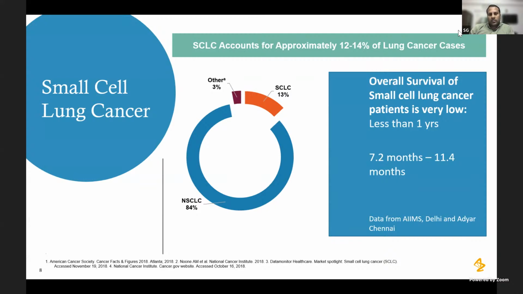So small cell lung carcinoma, as we said, usually constitutes around 12 to 14%. Overall survival is less than 1 year in early stages, and even at early stages, it is usually around 1.5, maximum 1.5 to 2 years, and with late stages, it would be around 6 to 8 months.